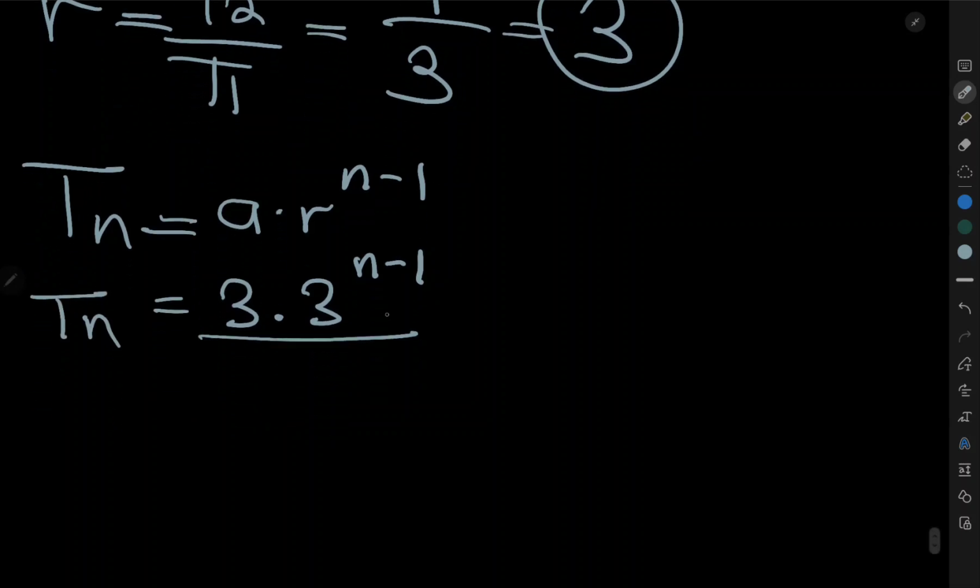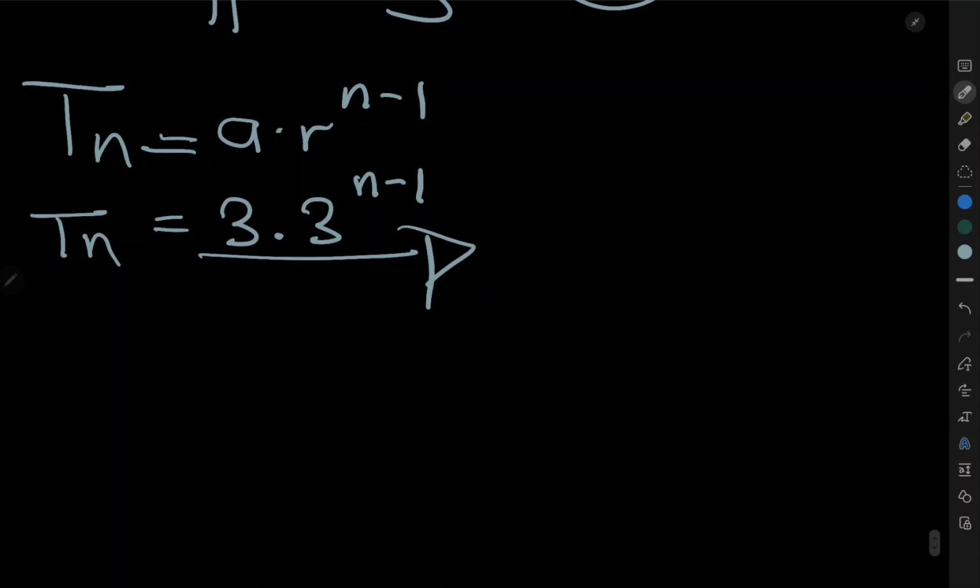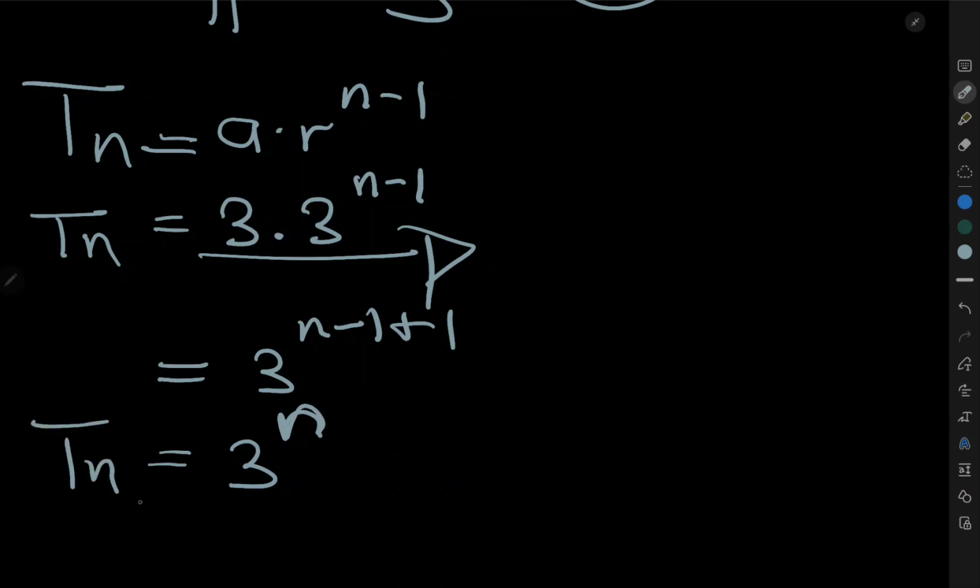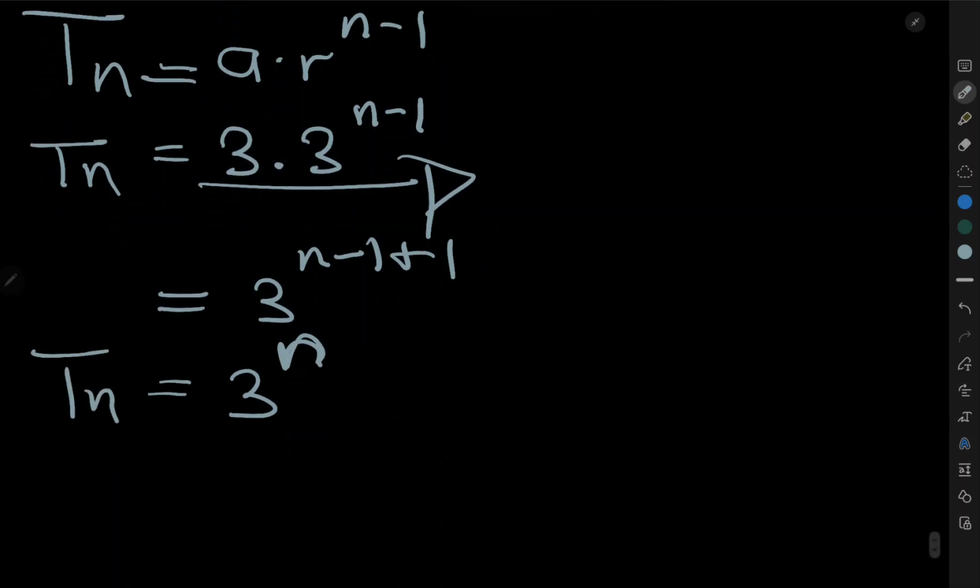So do we leave it like this? I would prefer you leave it like this. So yes, please leave it like this. There is obviously a way in which you can simplify this, because these are powers multiplied with the same base. In this case, you just say 3 to the power of n minus 1 plus 1, and that will give you 3 to the power of n, right? So you could leave it like that, or you could simplify it to this point.